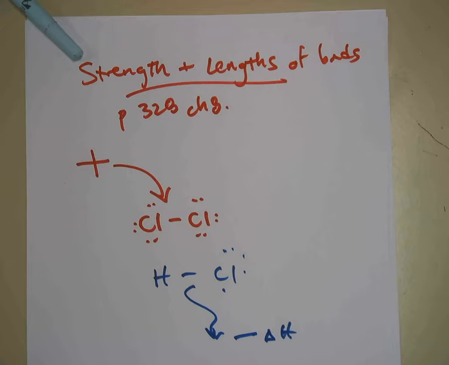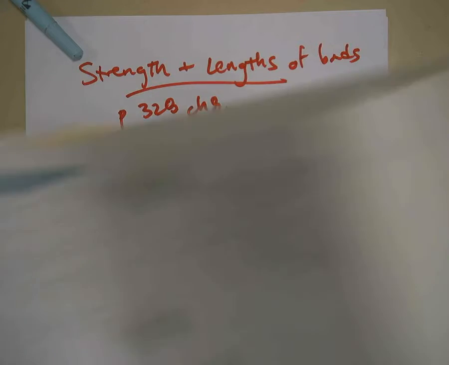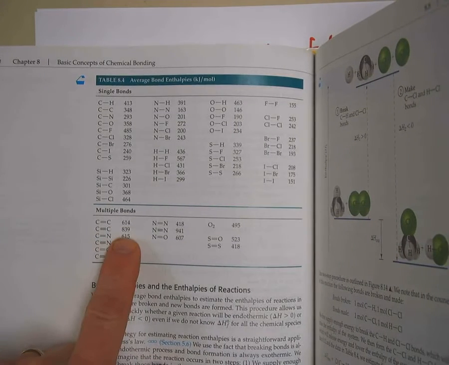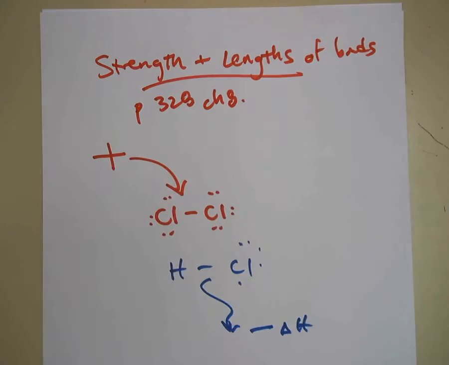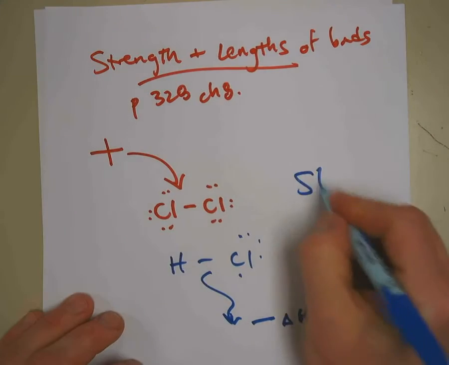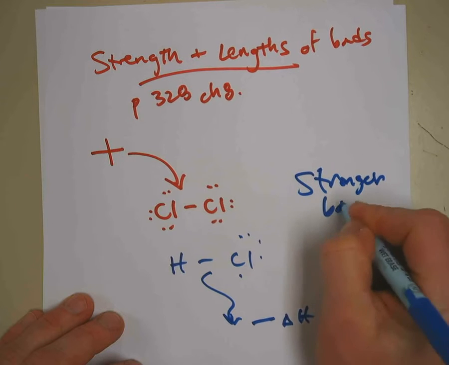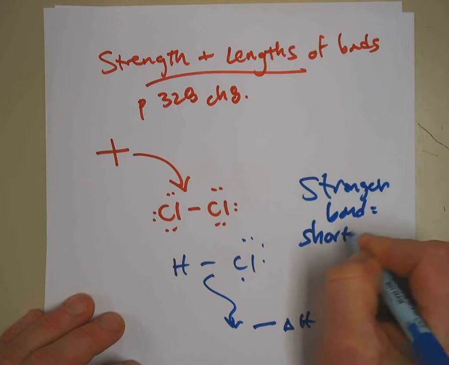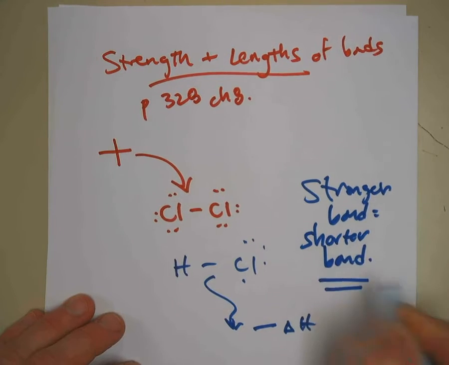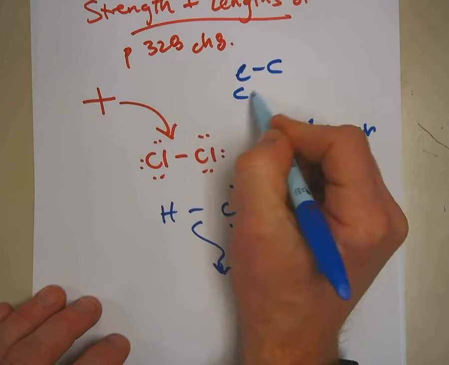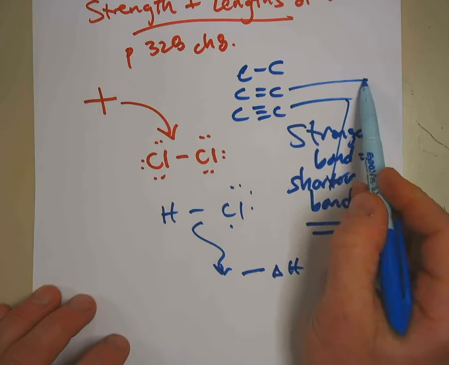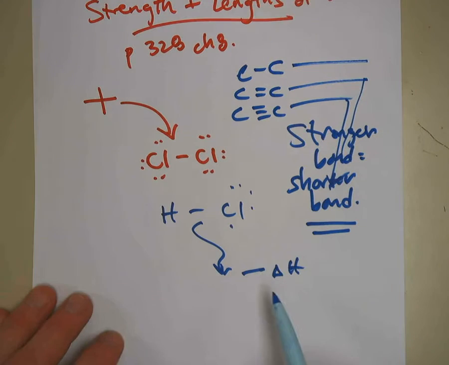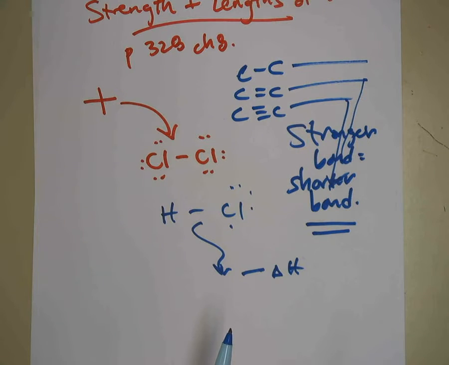And bond enthalpy depends on the length, and it depends on the number of the bonds. You could look right here, carbon-carbon double bond, 614, carbon-carbon triple bond, 839, carbon-carbon single bond, 348. Okay? The stronger the bond, the shorter the bond. Actually, physically shorter. So, single bond, double bond, triple bond, the strongest and the shortest. Second strongest, second shortest. Weakest bond, longest.